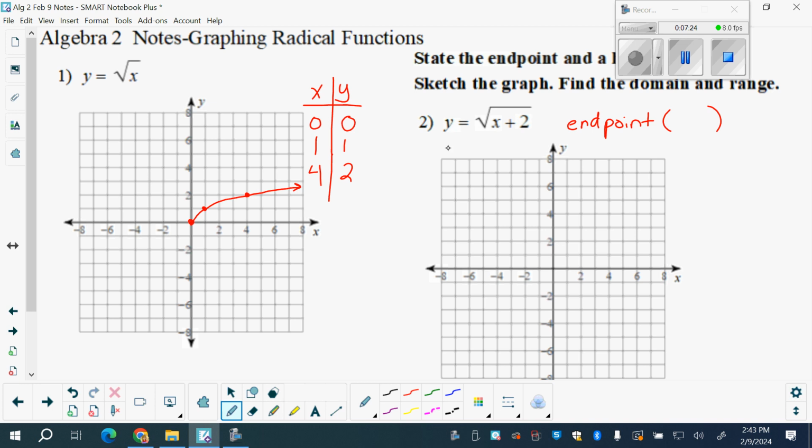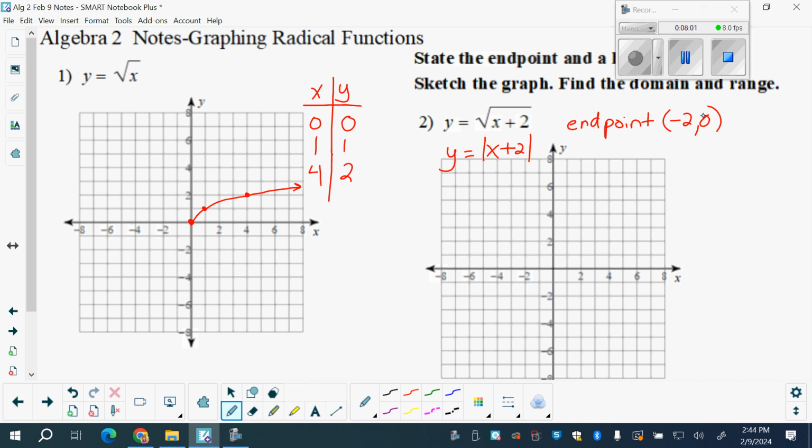So if it was an absolute value form, it would look like this. I know, something you haven't seen before. What would the endpoint be? Inside here, this is your x value, +2 or -2? -2, because we take the opposite. And then is there anything outside here? No, which means the y value is 0.